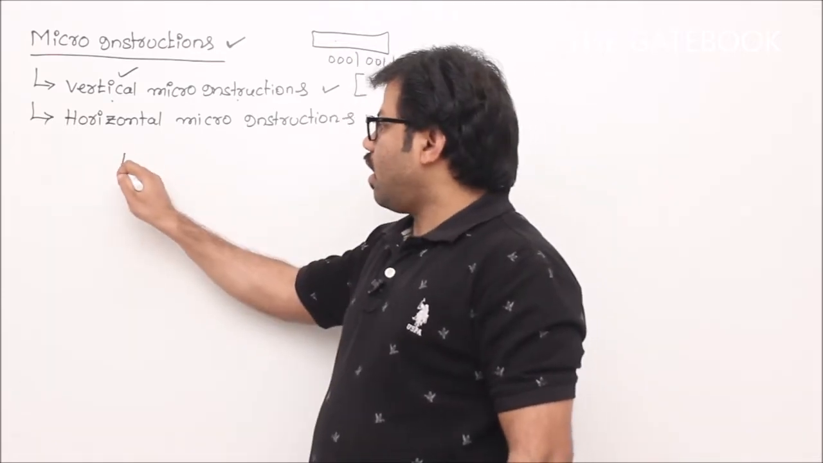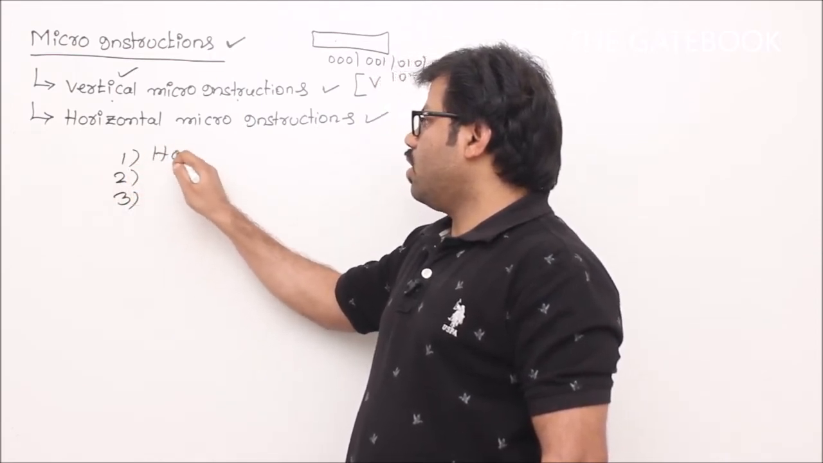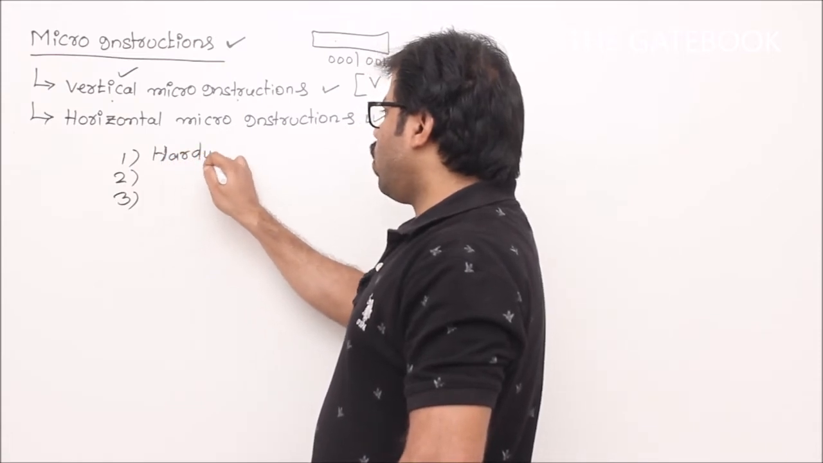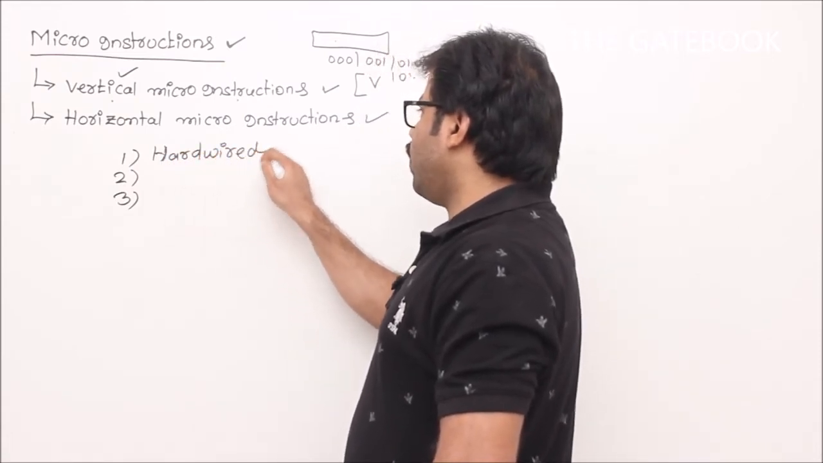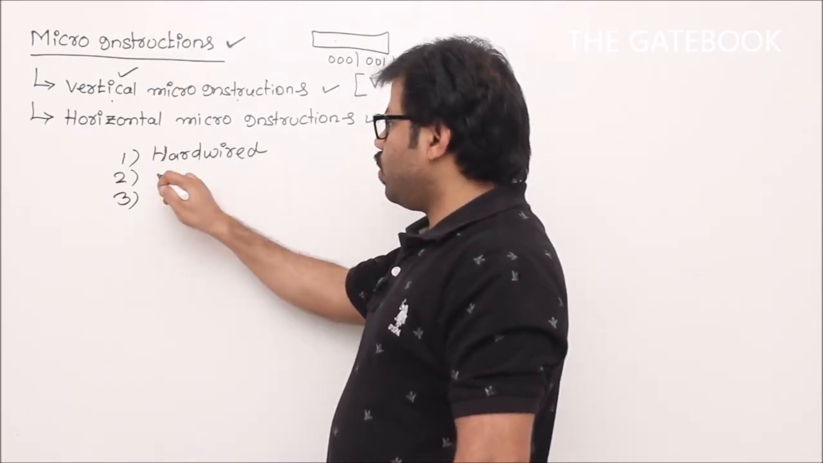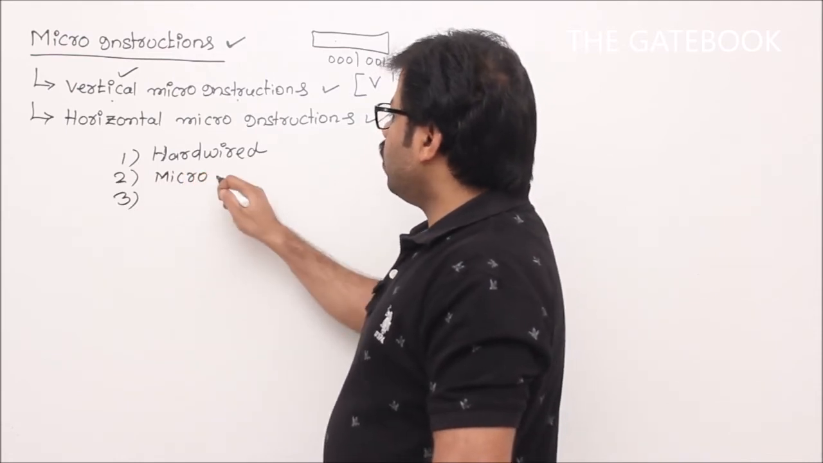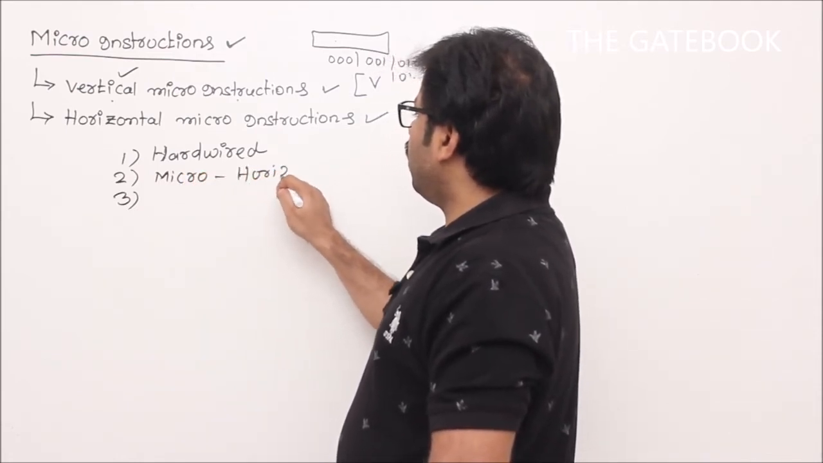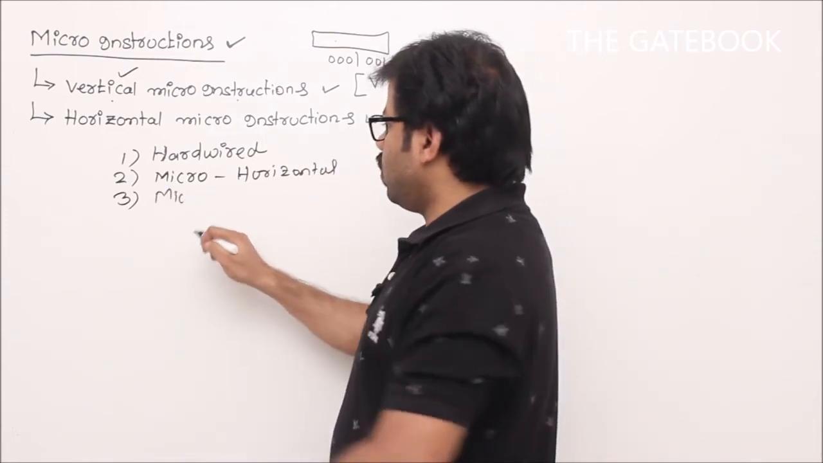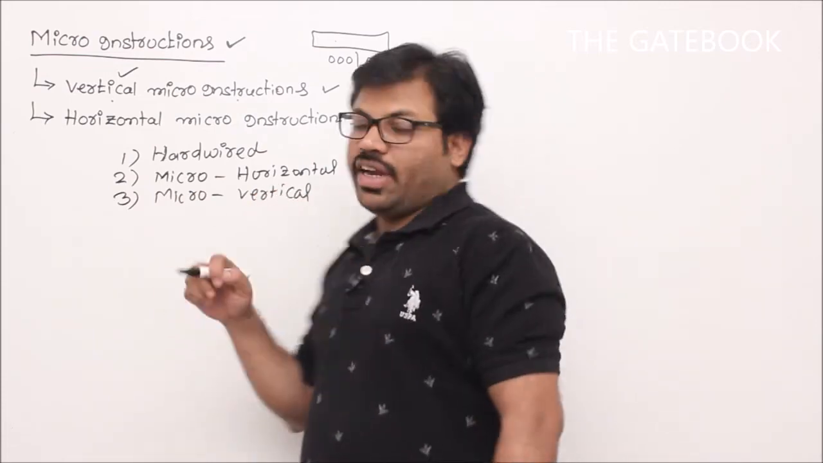Now, let me compare these 3 ideas. First of all, we started with the hardwired control unit. We designed the control unit using the hardwired mechanism, right? Second, we designed the control unit using horizontal microprogramming, correct? Third, we have used microprogramming using vertical. Which one is fastest, and why is it fastest?